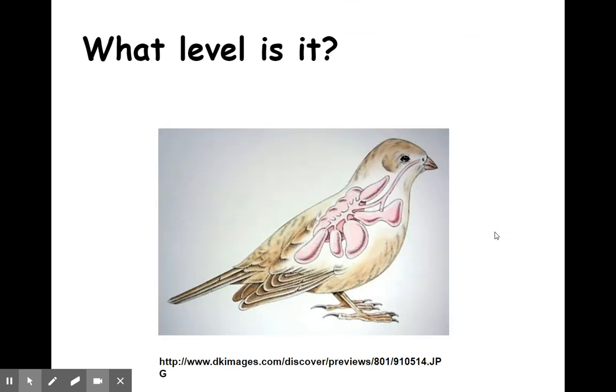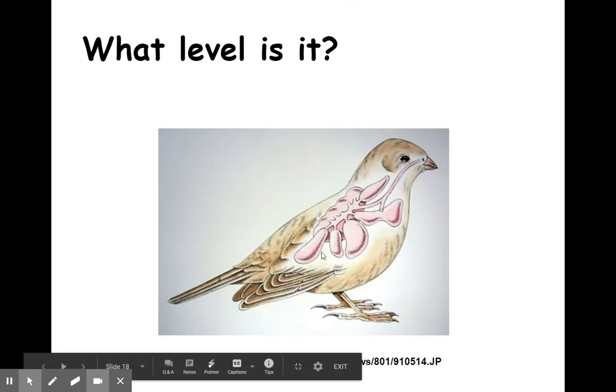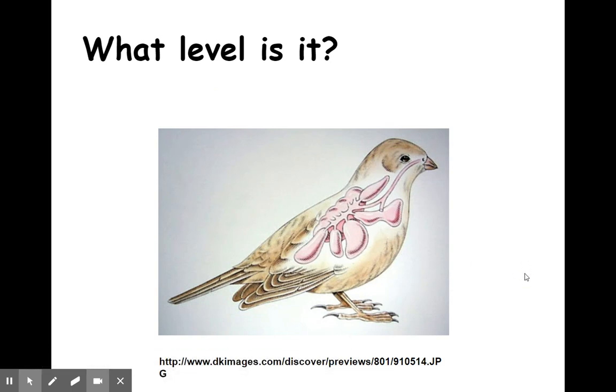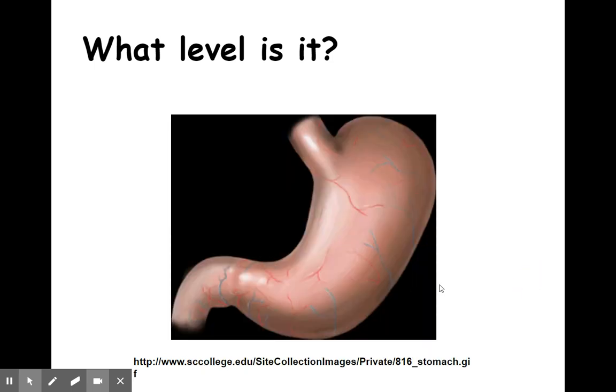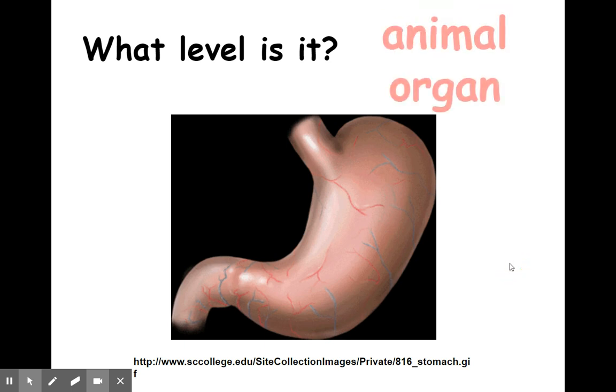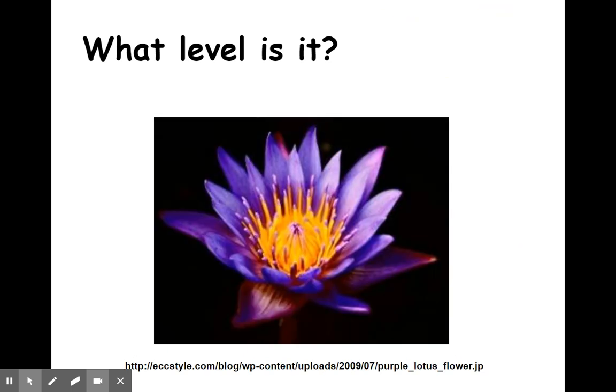This is a plant cell. This is organs working together to help this bird breathe. It's a system. It's the respiratory system. Stomach. A stomach would be an organ. A stomach is an organ.